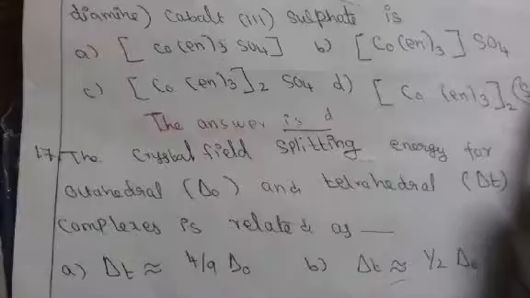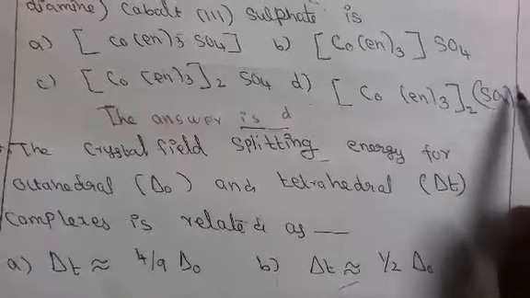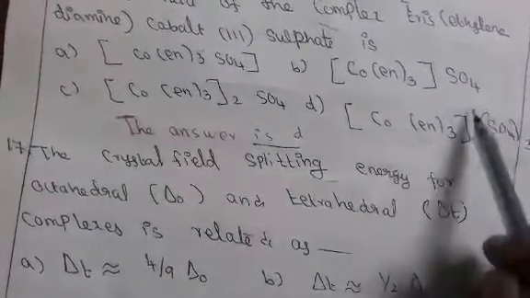We already know the sulfate ion charge is -2. Here there are 3 sulfate ions, so 3 into -2 equals -6. So the charge of the complex is +6. Here you can see 2 cobalt ions, and the cobalt charge is 3. So 2 cobalt means 2 into 3 equals 6. This one is the correct answer.